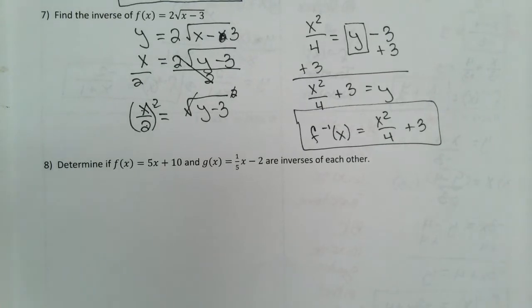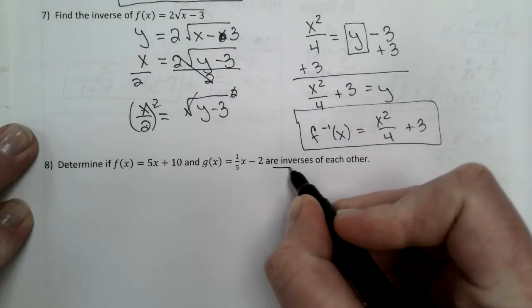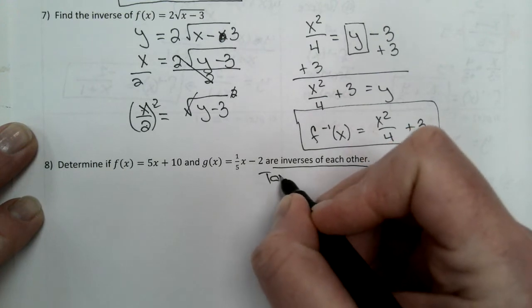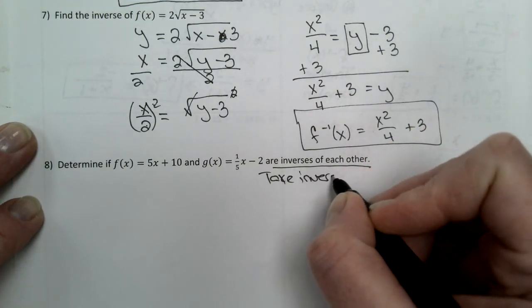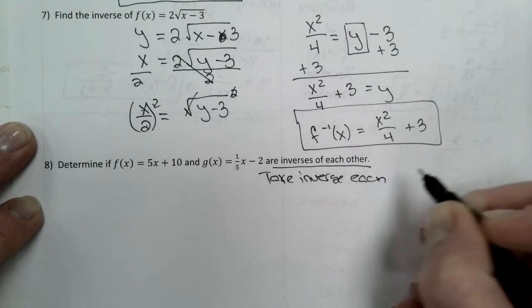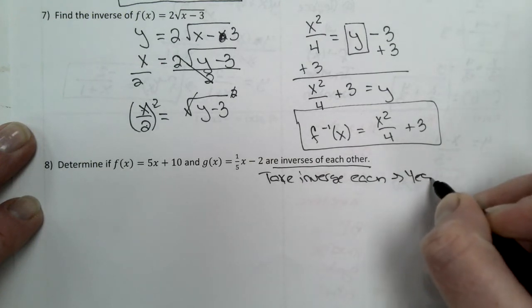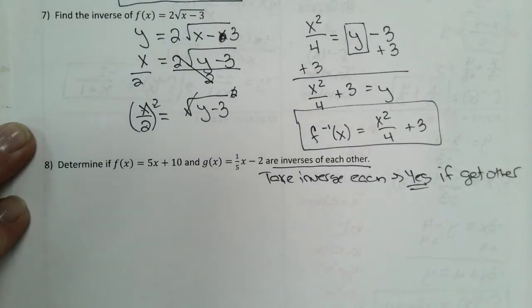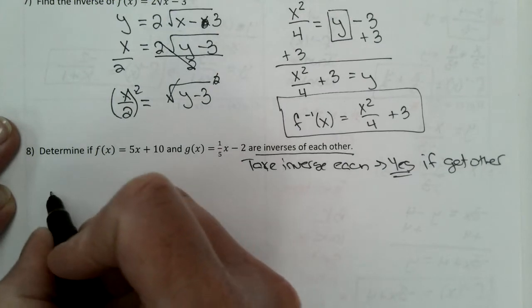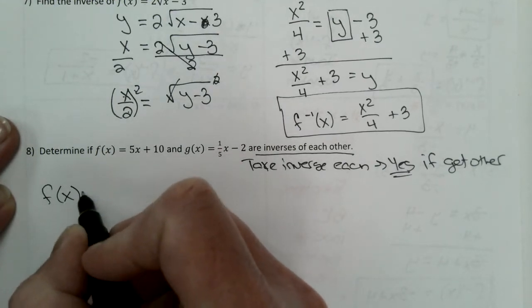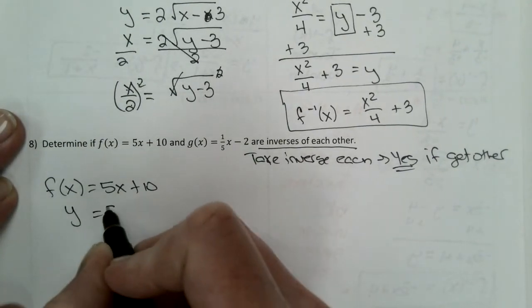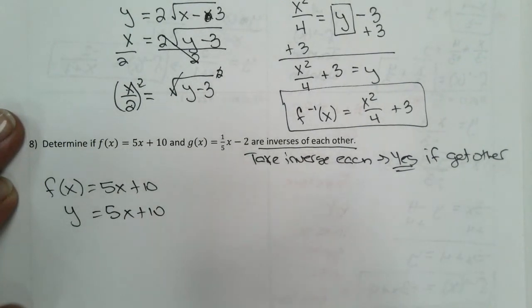Then finally it might say, determine if they are inverses of each other. If you want to find out if they're inverses of each other, you're going to take the inverse of each, and it's going to be yes if you get the other function. So if you focus on the first one, f of x equals 5x plus 10. So y equals 5x plus 10.